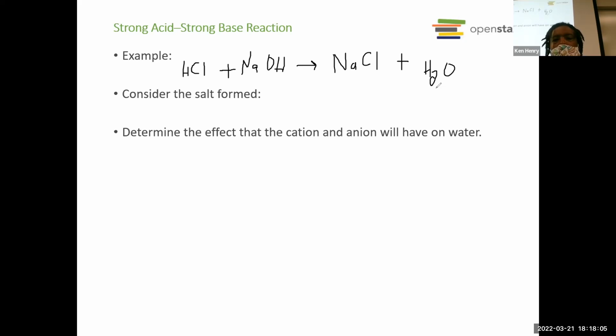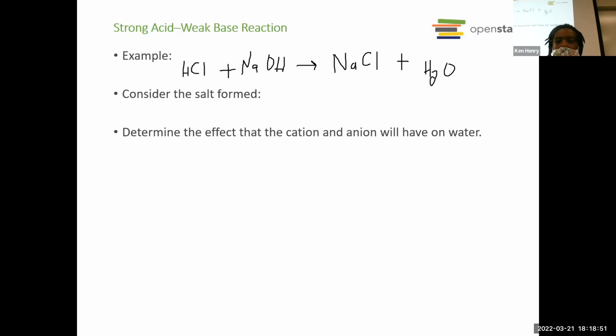So even though it's a strong acid and strong base, what effect do you guys expect it to have on your cations and your anions? Yeah, basically, it's not going to affect it. It's not going to change the acidity or the basicity of the solution. It's going to remain neutral, because it's not going to cause a shift in the formation of the hydroxide ion or the hydronium ion.